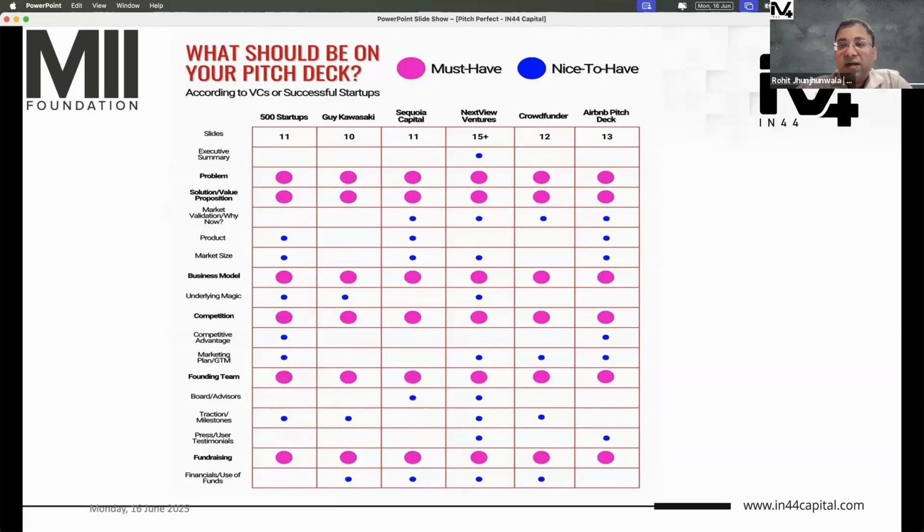A business model is mandatory for everyone. How are you going to make money? Is it B2B or B2C? Are you going to charge 500 rupees, or 5,000 rupees, or is each one of your products 5 lakh rupees? How are you going to make money? This is not something which is standard.